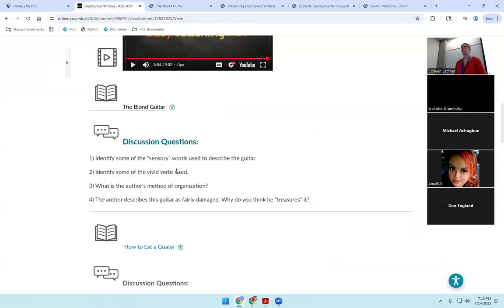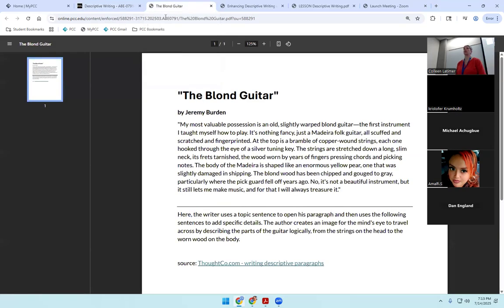All right, let's answer some questions about this. What are some of the sensory words used to describe this guitar? So, sight, smell, sound. What do we see in here? Touch. Enormous yellow pair. Yeah, excellent. What else? Slim neck. Fantastic. Slim neck. Yes. Copper round strings. Yes.